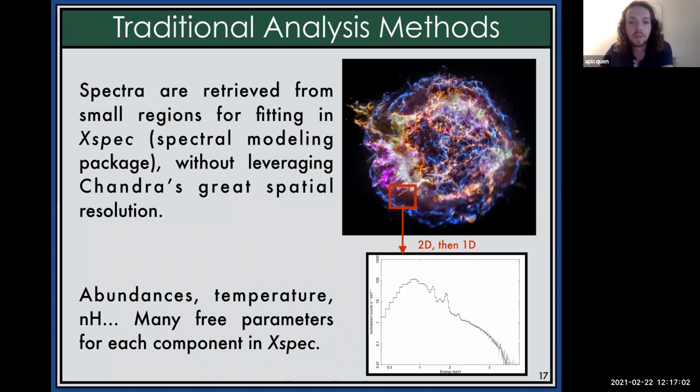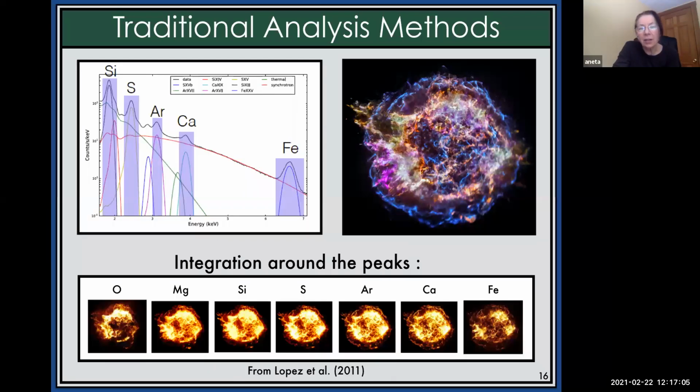Other traditional... Sorry. Wait, can I interrupt? So when you say synchrotron emission, it will be the continuum image, right? Yes.